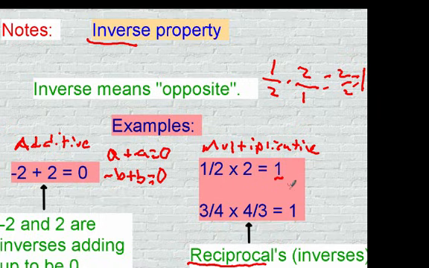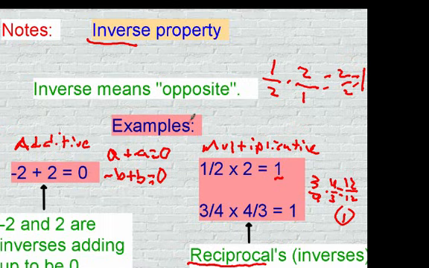Same idea here, look at 3/4 and 4/3. 3/4 times 4/3. 3 times 4 is 12. 4 times 3 is also 12. And 12 divided by 12 is 1. So the multiplicative inverse is a number you multiply by another number to get 1.